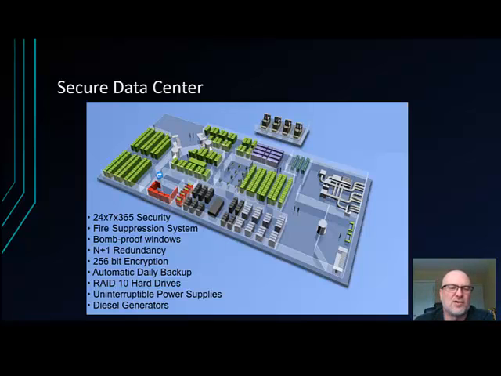RAID 10 hard drives, that way if a hard drive fails, you can hot swap it without any downtime. That's another aspect of physical data security. You're going to have hard drives that fail. The best thing to do is have RAID 10 so you can just pop a new one in. Uninterruptible power supplies. If there's a brownout or a little glitch in the power, nothing happens. Everything keeps running. And then again, the diesel generators outside.